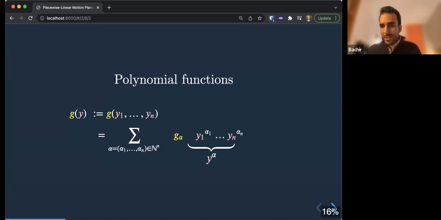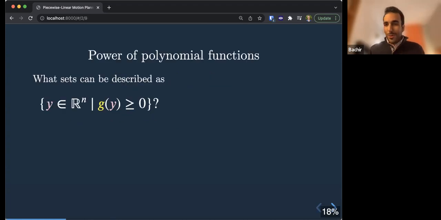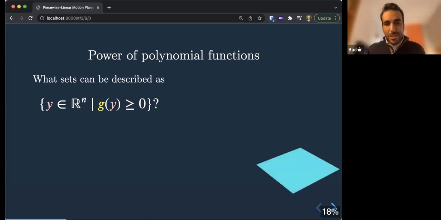So monomials are the building blocks of these bigger functions that we call polynomials. Now that I've defined polynomials, what kind of sets can we describe by polynomial inequalities? The simplest possible polynomial functions are linear functions, which you can think of as polynomial functions of degree 1. A linear equality is a hyperplane, and a linear inequality is a half space.